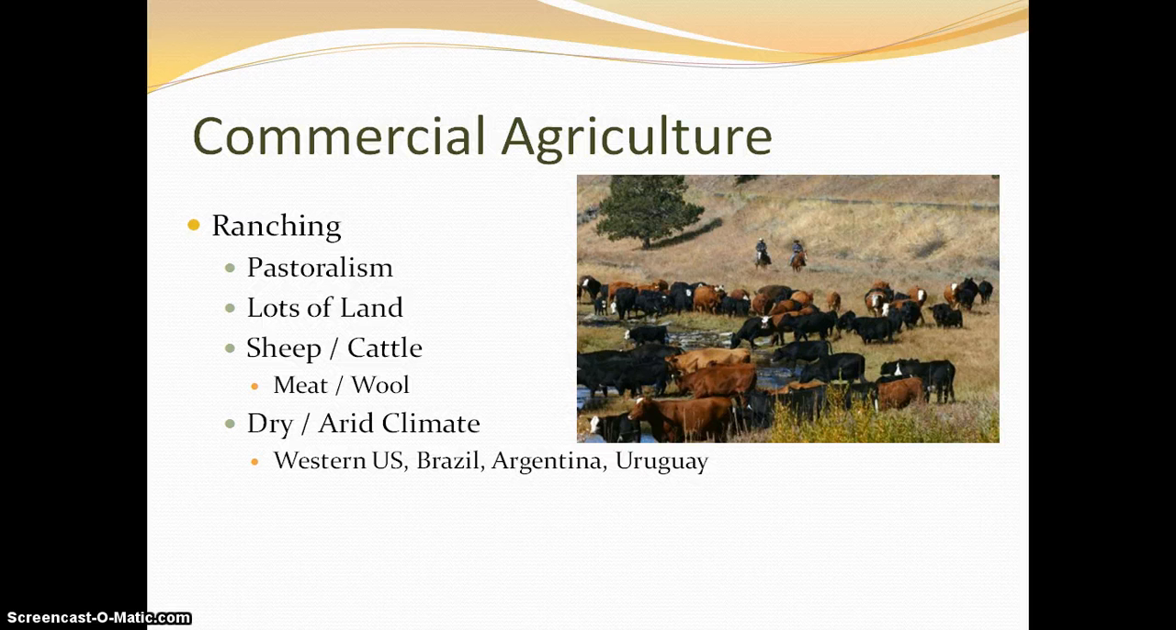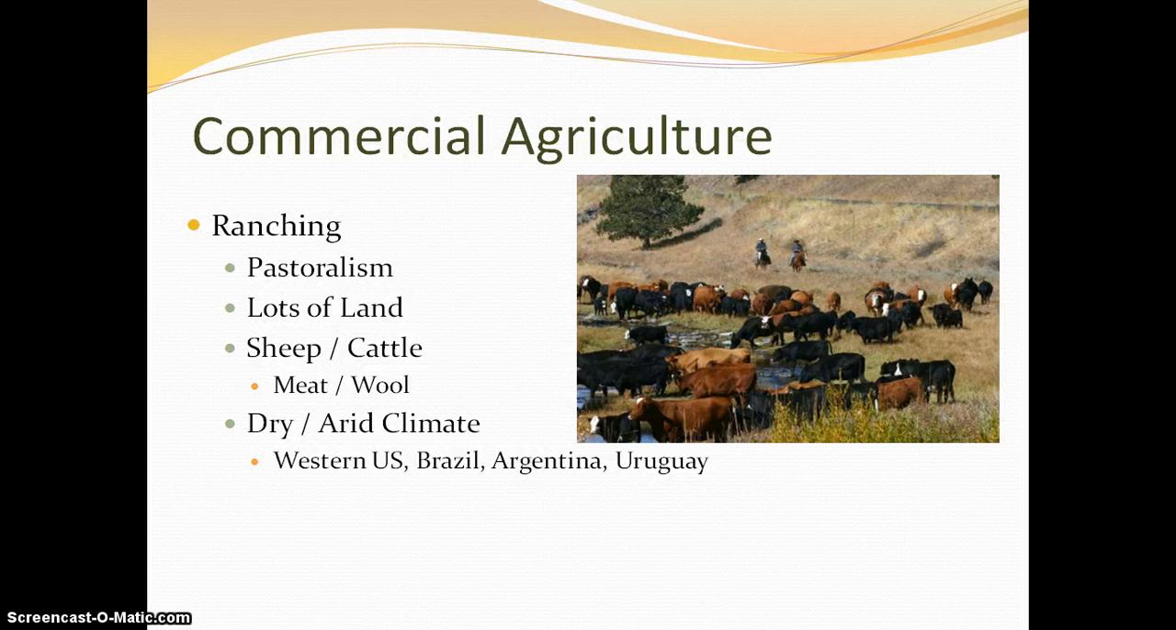The two animals that are predominantly raised in ranching are going to be sheep and cattle. Sheep, of course, can be raised either for their meat or for their wool, and then cattle are predominantly raised, in this case, for their meat. Of course, there are other options with cattle when it comes to dairy products, but in ranching, you're strictly going to be using those cattle for their meat.